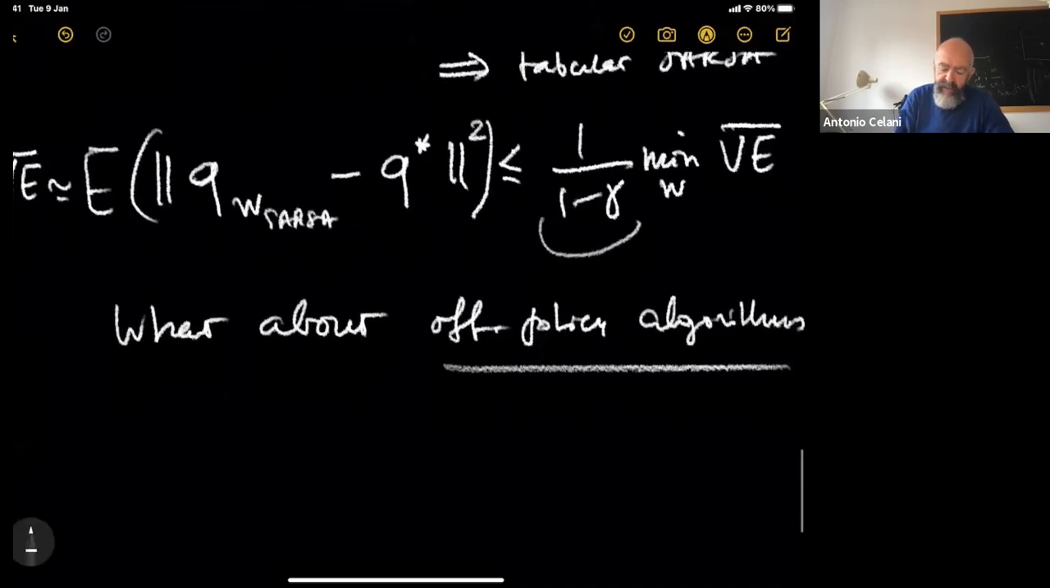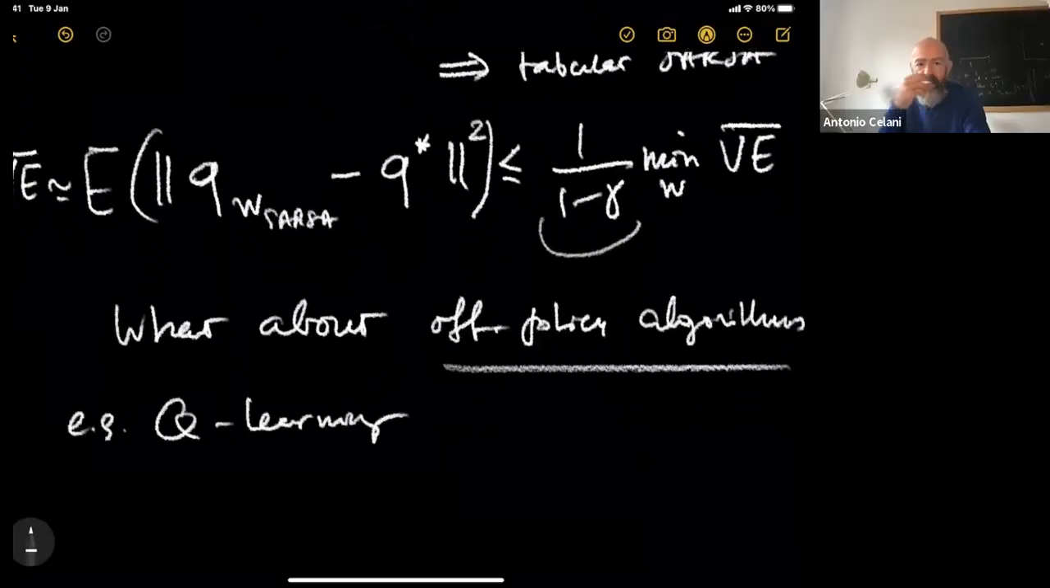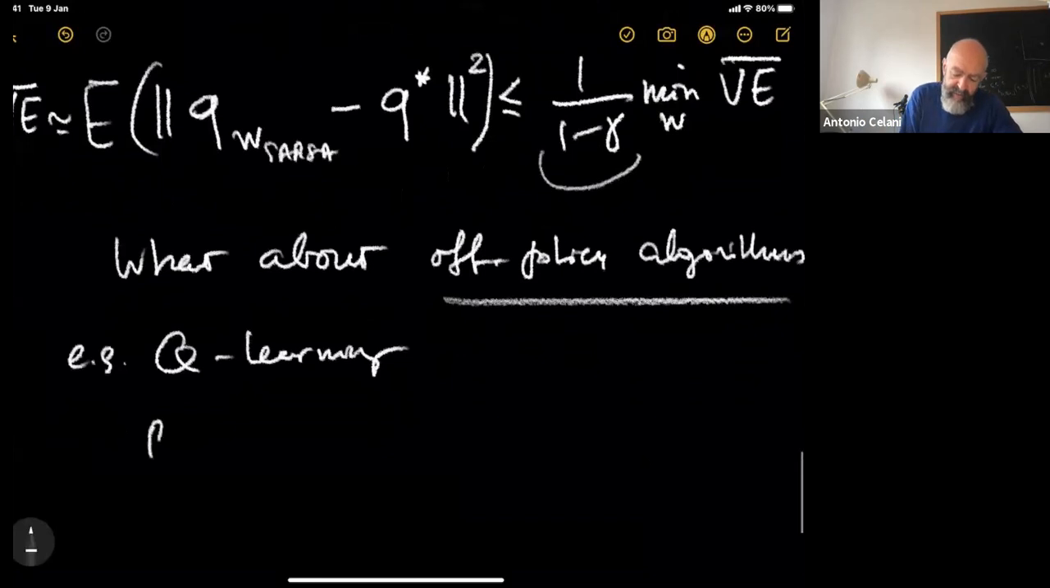So off-policy algorithms are, for instance, Q-learning. Why is Q-learning an off-policy algorithm? Because when you construct the temporal difference error, you remember, so recall tabular Q-learning.